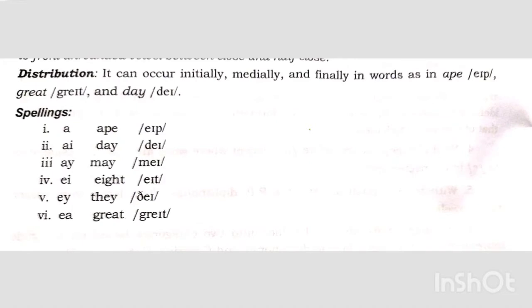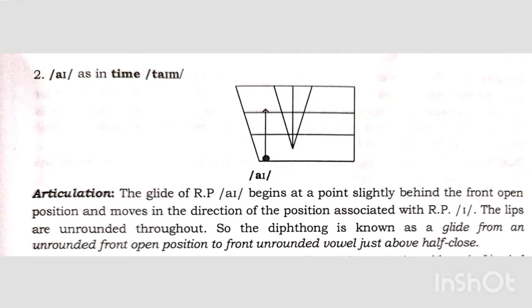In day, EY, these two alphabets stand for the diphthong. Okay, then in great, EA, these are the alphabets that stand for the diphthong A. Now moving on to the second diphthong. This is the second diphthong, it is I as in time.